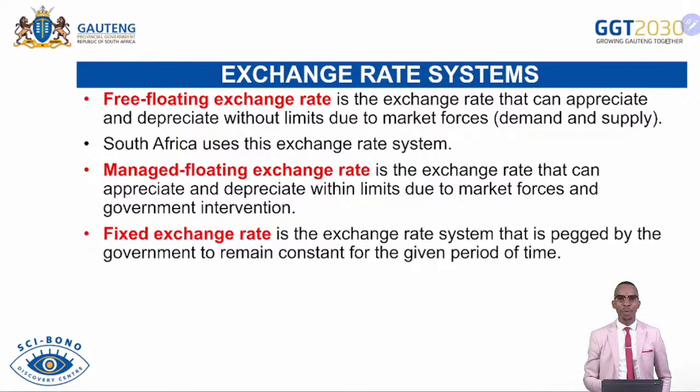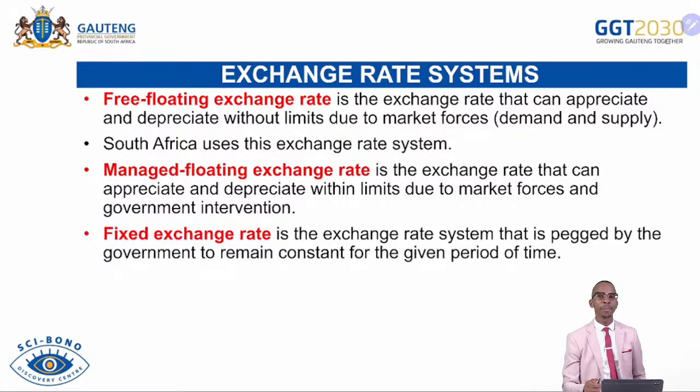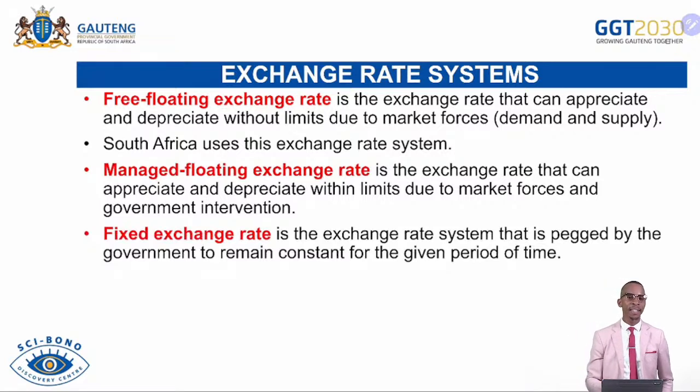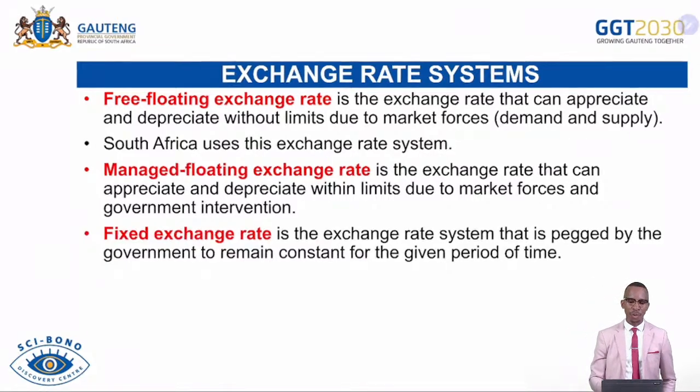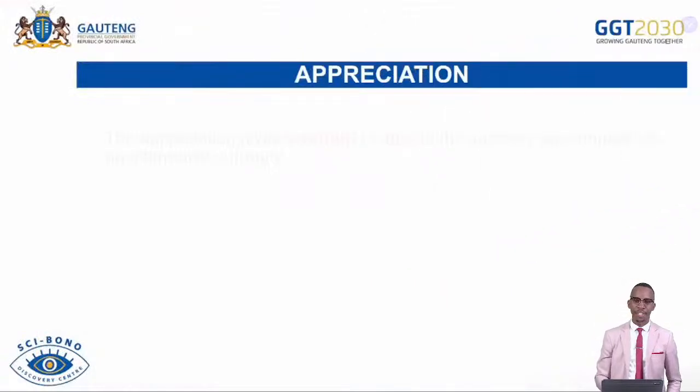So then we have the third one, which is known as the fixed exchange rate system. This is the exchange rate system that remains constant for a given period of time. We say it is pegged, it doesn't change for the given period of time. This one normally will only be influenced by the government through devaluation and revaluation. It does not appreciate and does not depreciate.